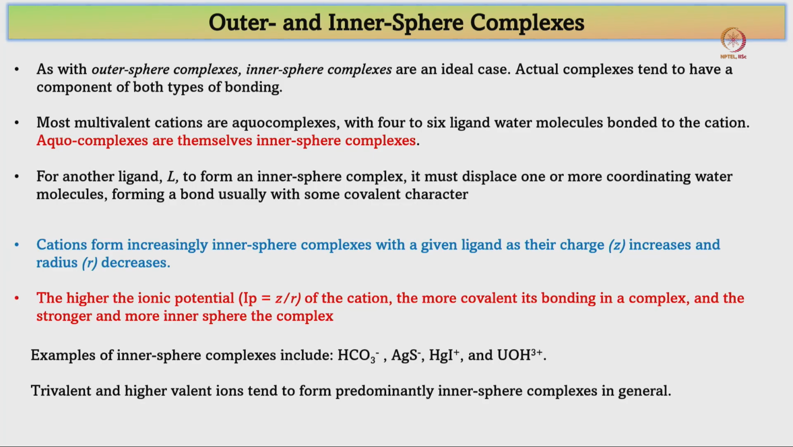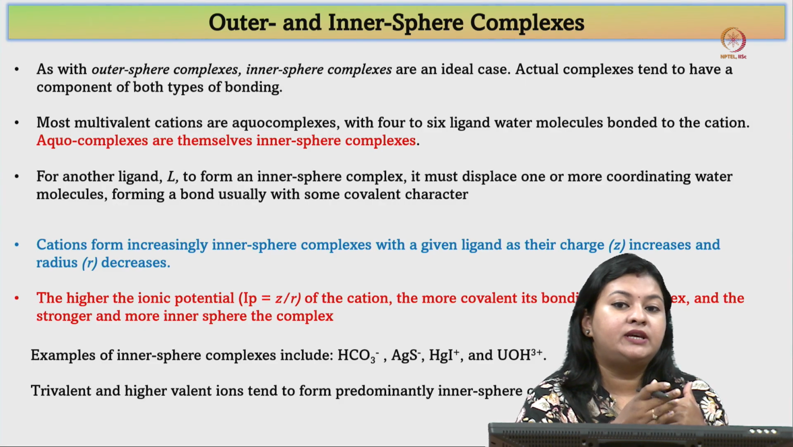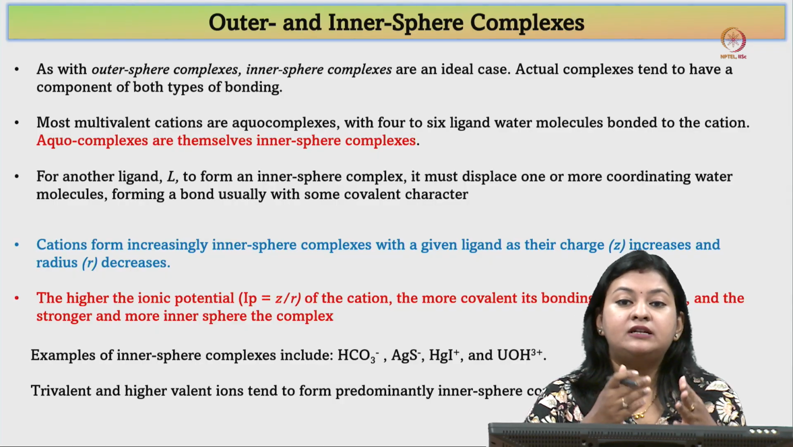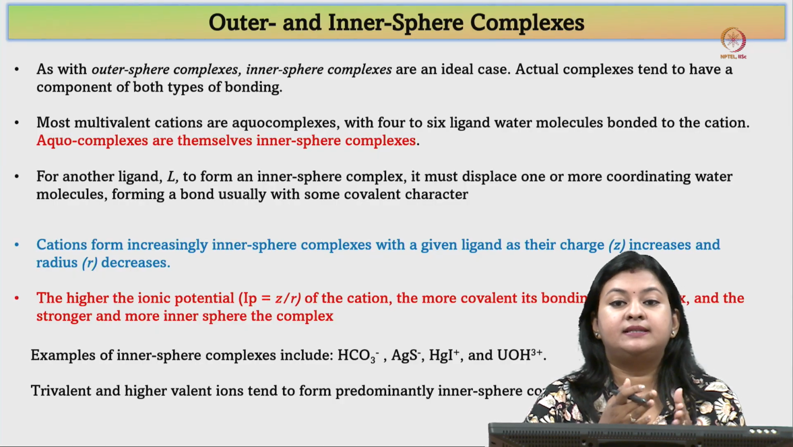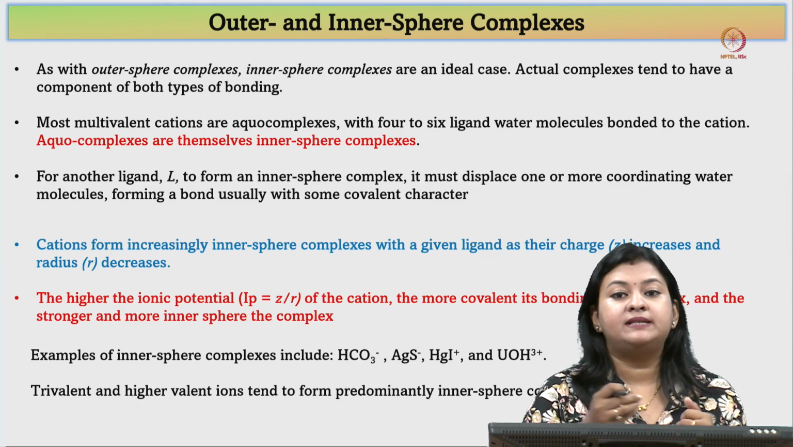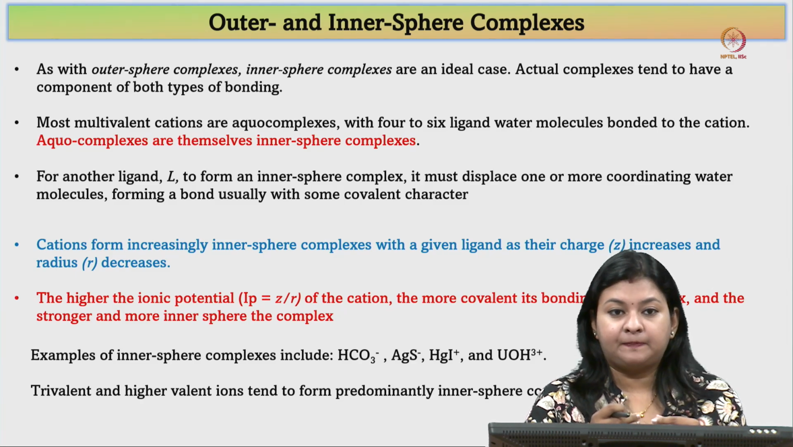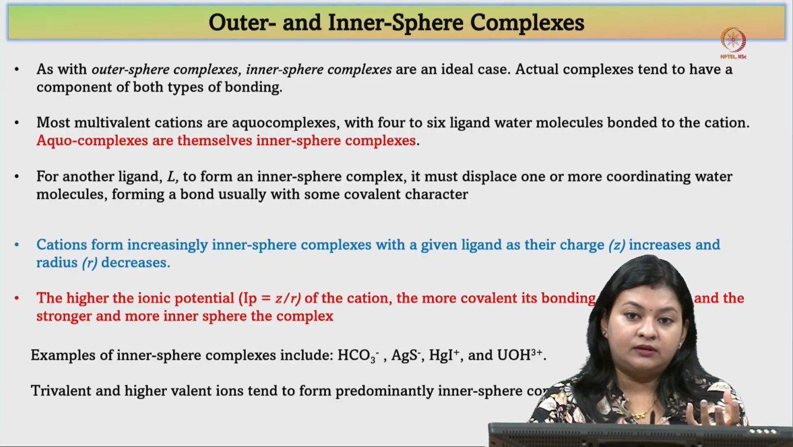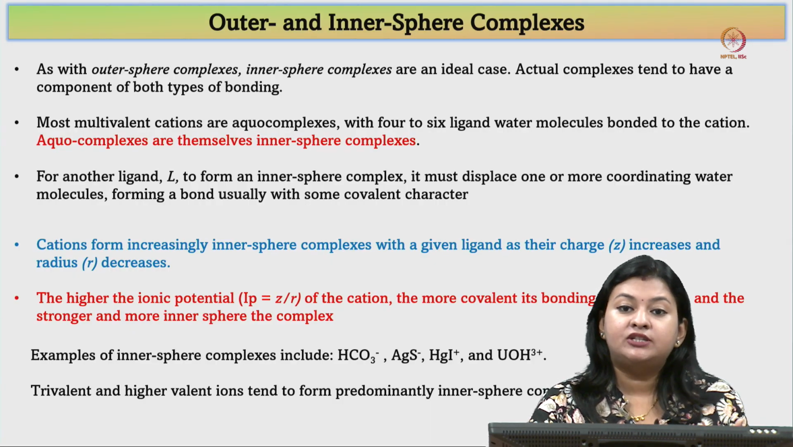Cations form increasingly inner sphere complexes with a given ligand as their charge increases and the radius decreases. If the charge is higher, that is +3, +4, then the possibility of forming inner sphere complexes with ligands increases. Also, the atomic size has to decrease, so that the electrostatic potential of bonding is high.